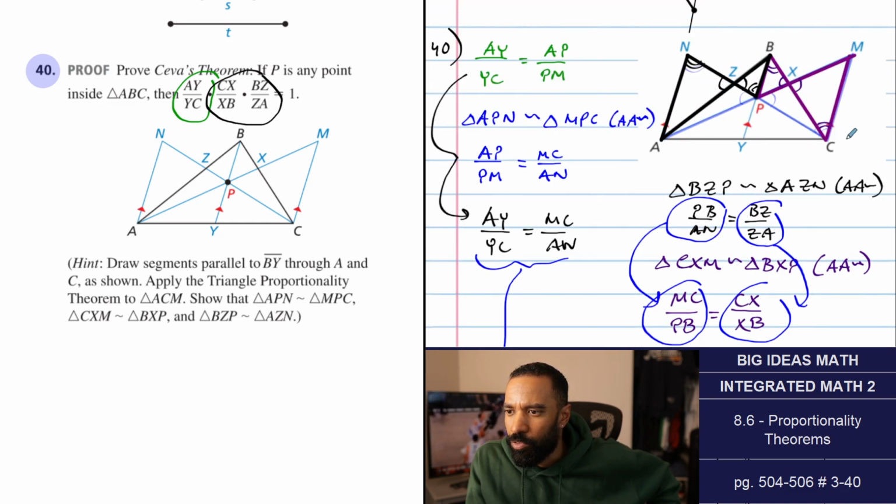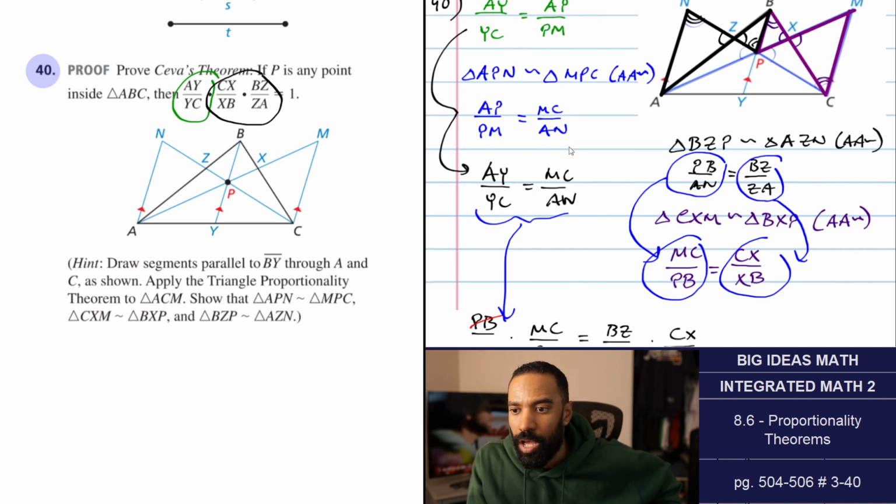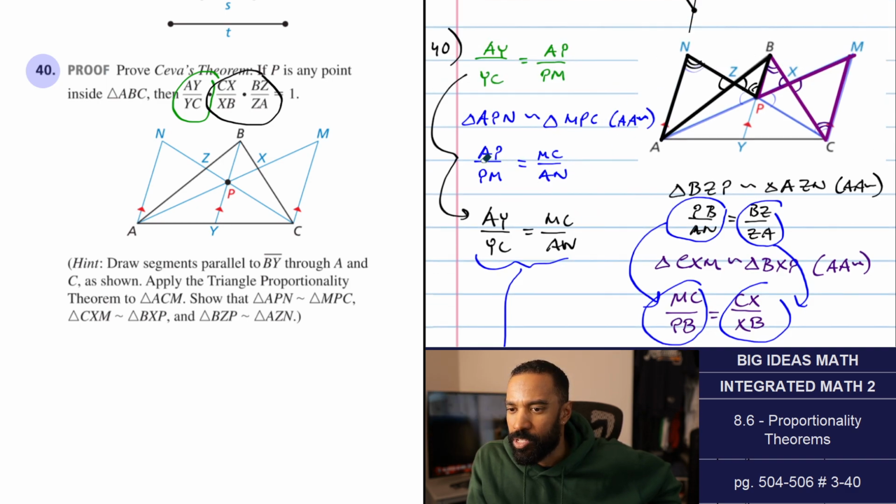AY over YC equals... Oh, hold on. Where did this come from? Sorry, I'm going to go back to here. I'm not going to pause, but AY over YC is AP over PM. Boom. Now, AP over PM... Oh, I have this backwards. Okay, so let me do this. AP over PM is not MC over CM.